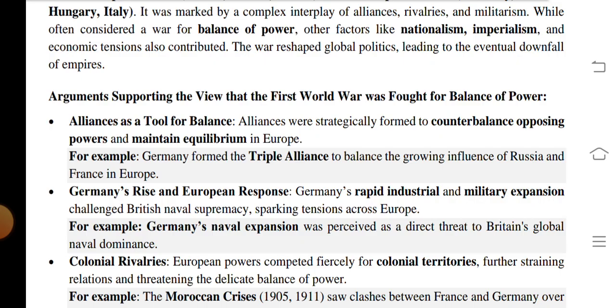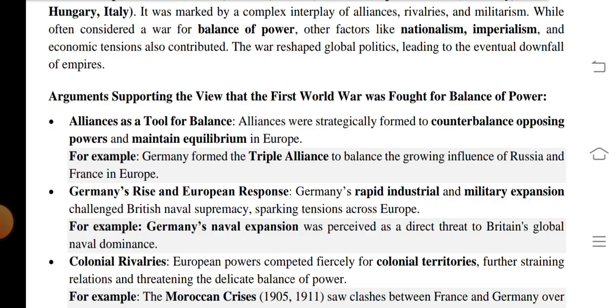Arguments supporting the view that the First World War was fought for balance of power. Alliances were a tool of balance. Alliances were strategically formed to counterbalance opposing powers and maintain equilibrium in Europe. For example, Germany formed the Triple Alliance to balance the growing influence of Russia and France in Europe.